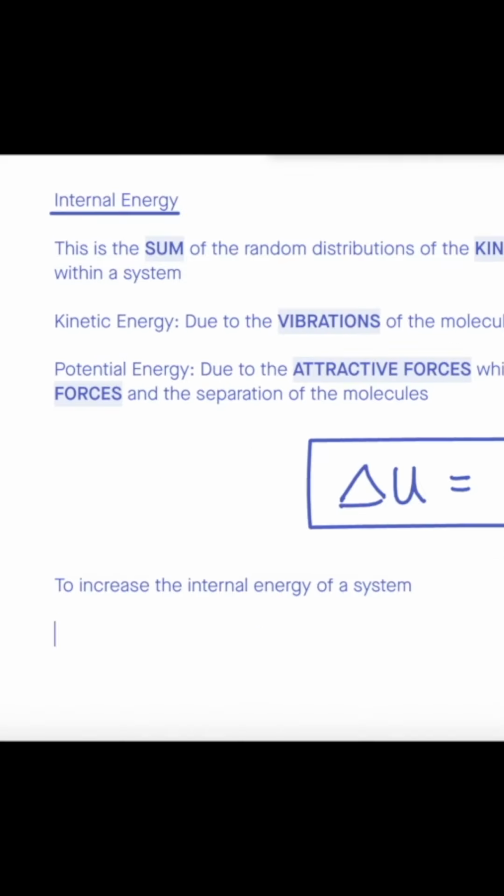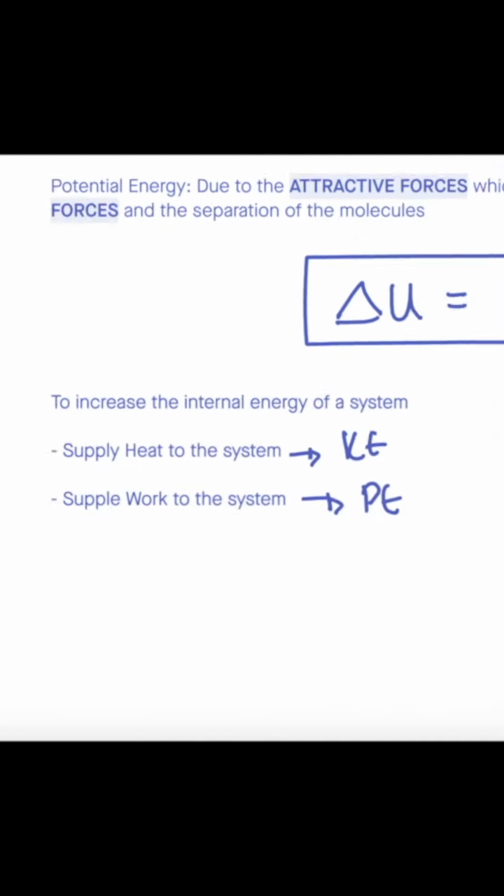To increase the internal energy of a system, you can supply heat to the system, which increases its kinetic energy, or supply work to the system, which increases potential energy.